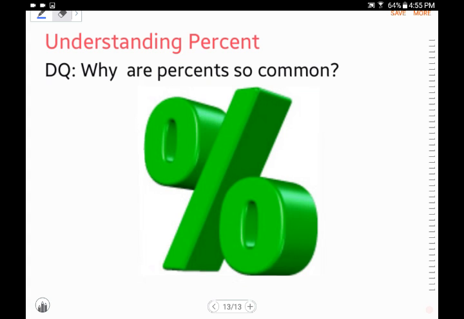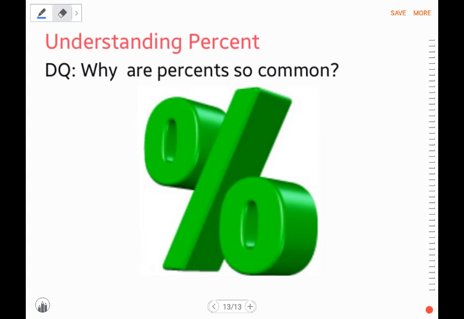This lesson will be on understanding percent. We're going to understand what a percent means and why they are so commonly used. We'll also look at how to convert fractions into percents so that they're easier to work with and understand.